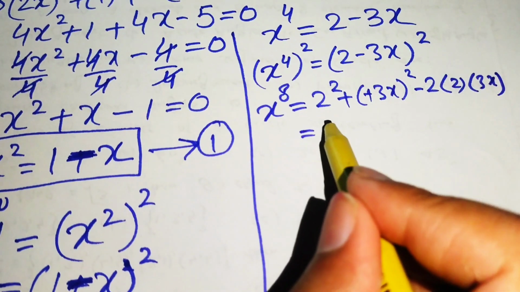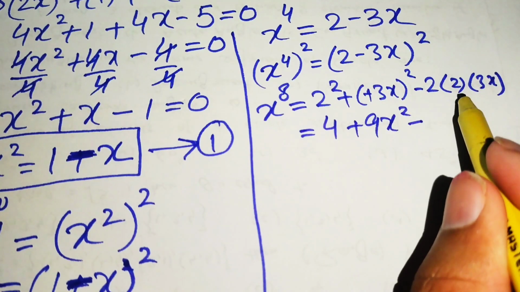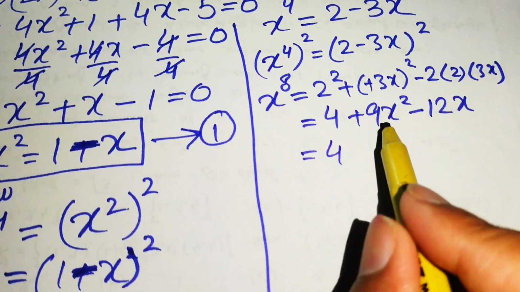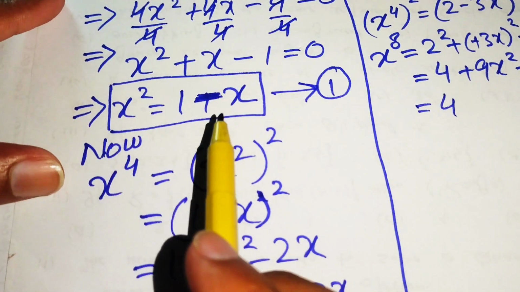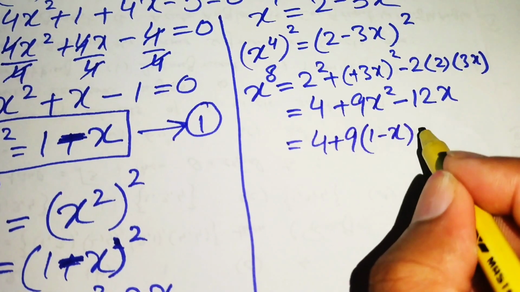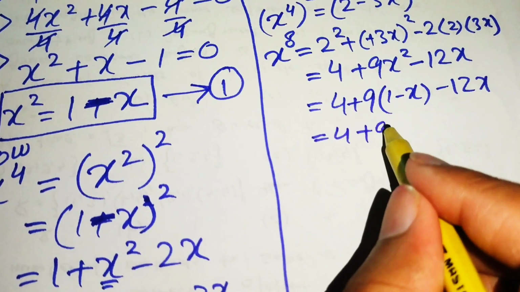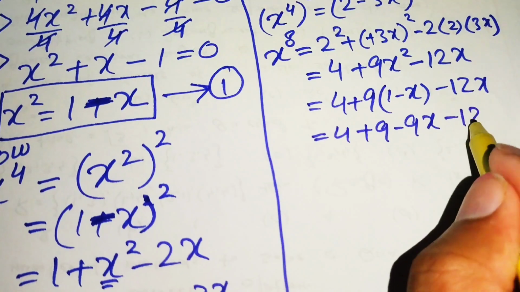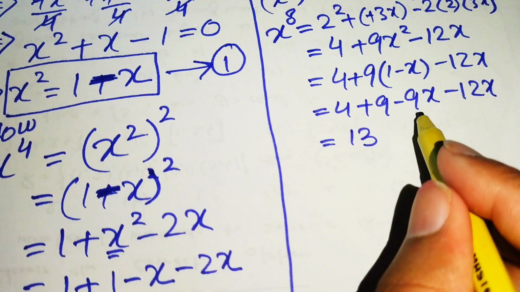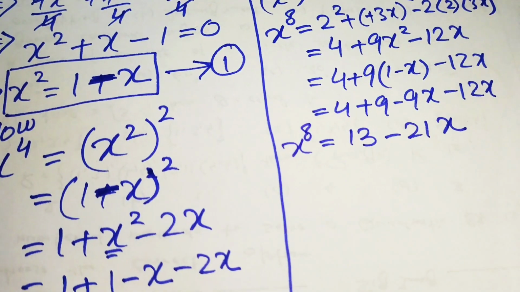Now we simplify and we get 4 plus 9x square minus 12x. Here we again substitute the value of x square, which we know equals 1 minus x. So we substitute it here and you get 9 times (1 minus x) minus 12x. Now we multiply 9 on both of these terms and we get 9 minus 9x minus 12x. So you get 9 plus 4 becomes 13, and minus 9x minus 12x equals minus 21x. So this is our x to the power of 8.